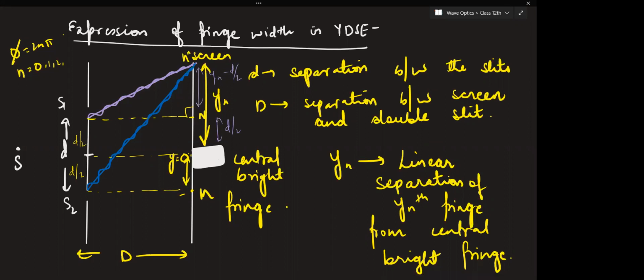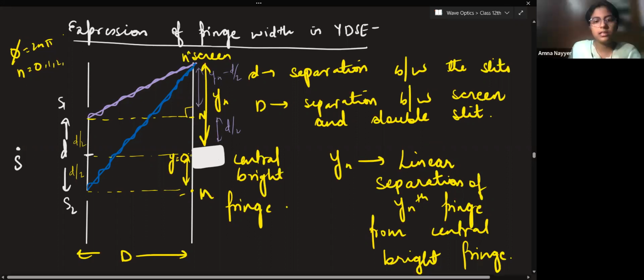Okay, so this part is d by 2. Now see, yn plus d by 2 will be there. This was already yn, and then we are adding this part d by 2, so that complete becomes yn plus d by 2 entire. Earlier it was yn minus d by 2. So in this triangle, for the expression of S2P, we are actually trying to find out the path difference.